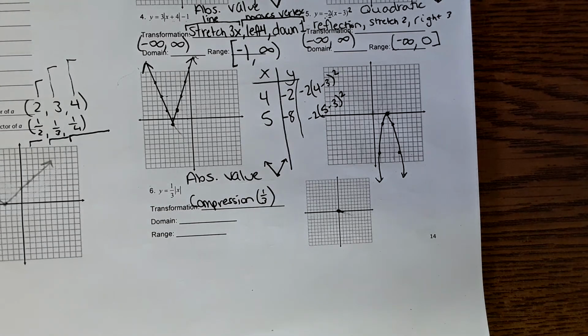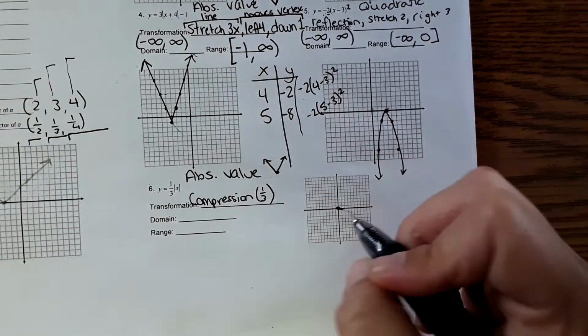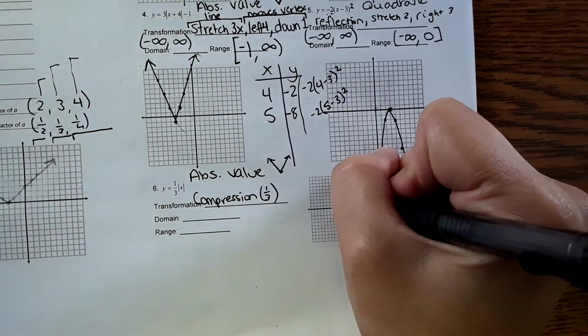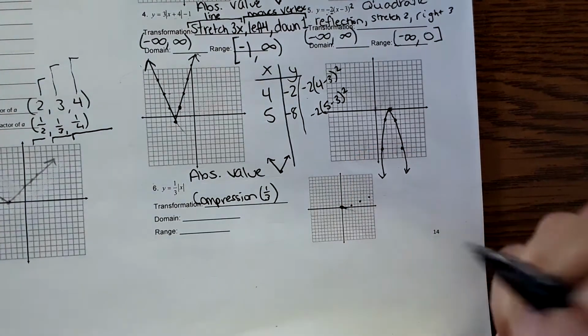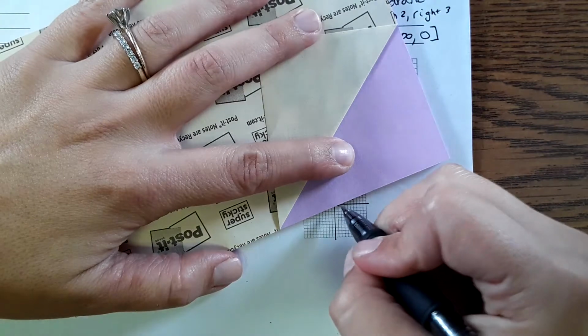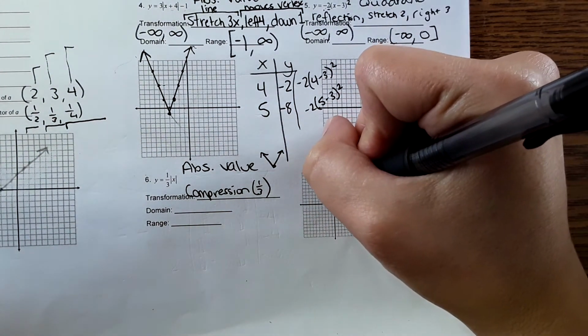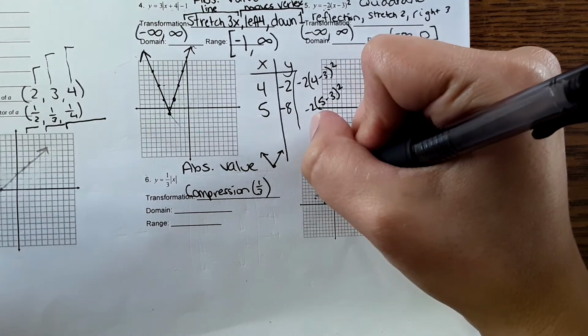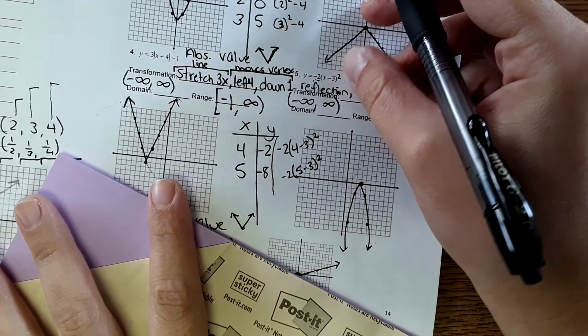I'll show you what I mean. So this would be the 0. Then it's absolute value, so it's going to go out in both directions. And so 1/3, we go up 1/3. Wouldn't that be a stretch? That's what I'm saying. It looks like a stretch to me. Maybe because it's compressed downwards, like flattened.